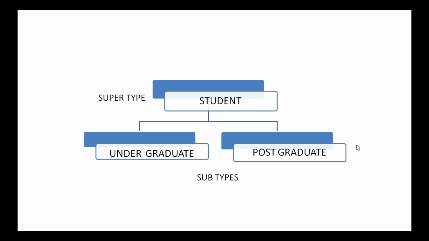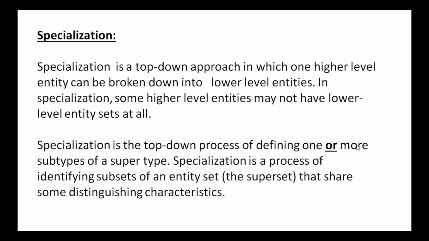Just see this diagram. The student is a supertype entity, whereas undergraduate and postgraduate are subtypes. These subtypes are derived only from the supertype student. Without the student supertype, the undergraduate and postgraduate students do not exist anymore. And coming to specialization and generalization, what are specialization and generalization? Actually, those are the processes of defining how we define the entity subtypes and entity supertypes.